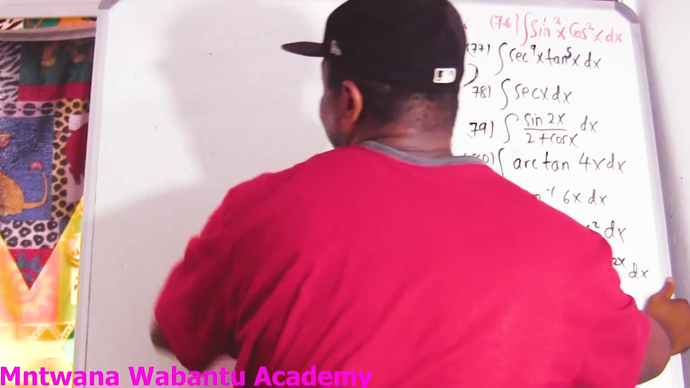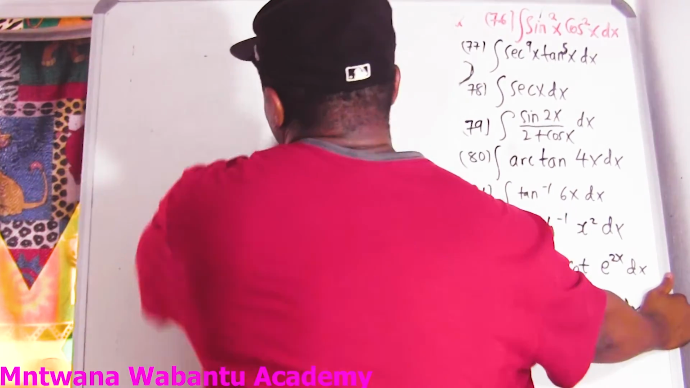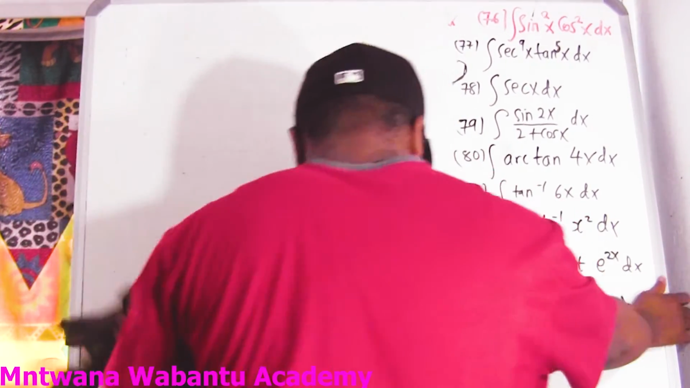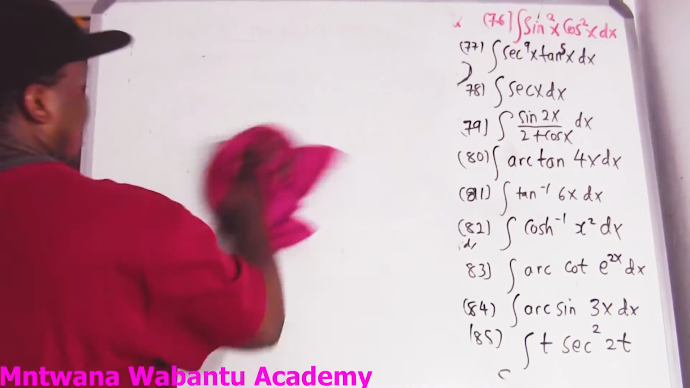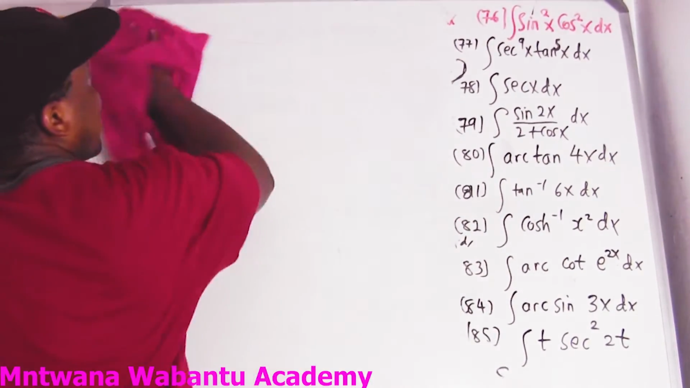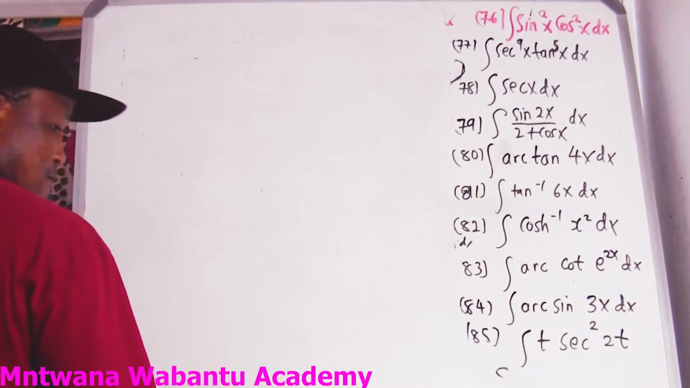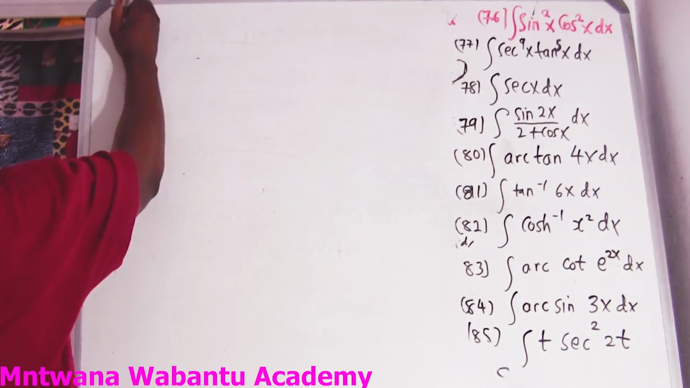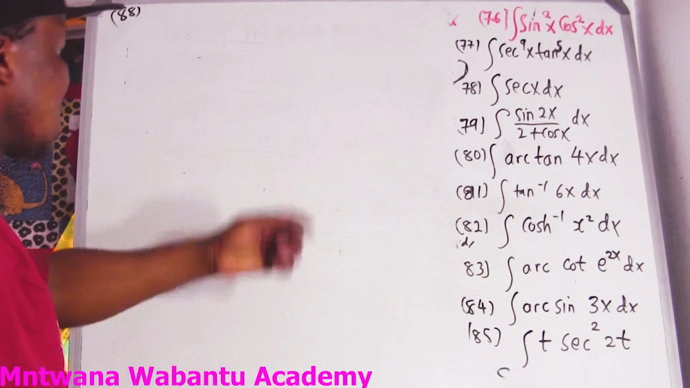So when you finish this, you say 88, okay? When you finish this question, meaning question 88, it is going to be question number 88. Okay, now let's go to question number 80.